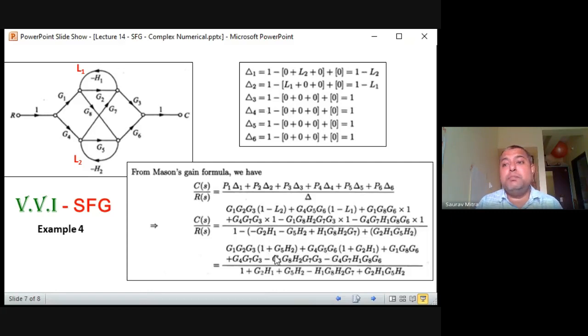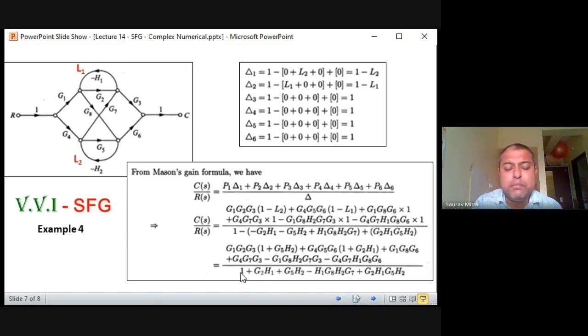So only P1 and P2 will be multiplied with 1 minus L2 and 1 minus L1 respectively. Other things are not multiplied with L1 or L2, because all other four forward paths, that is P3, P4, P5, P6, are touching all the 3 loops. Hence it will be only P3, P4, P5, P6 at the numerator, because delta 3 up to delta 6 will be equal to 1. And what is the denominator?